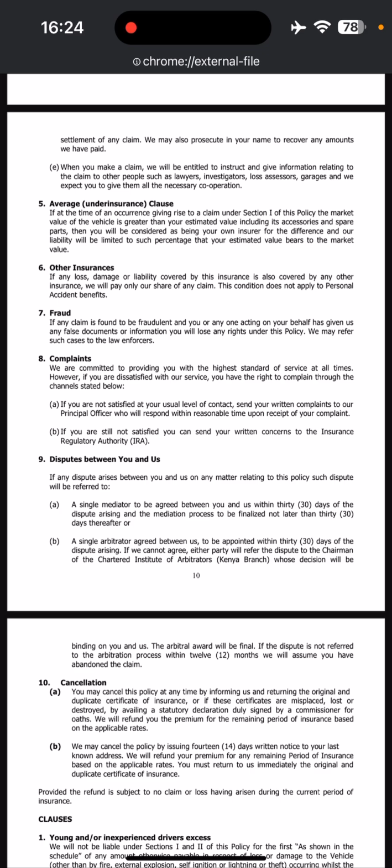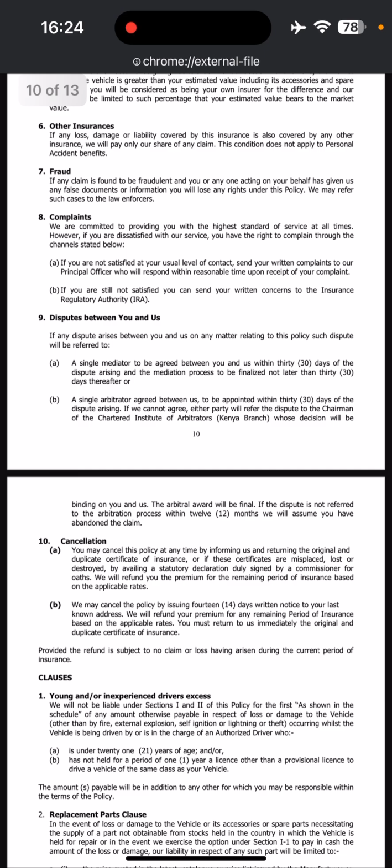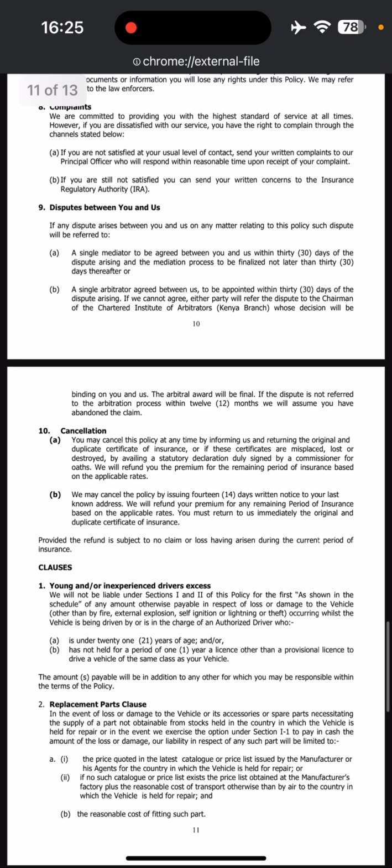Self-explanatory, guys. Complaints, there's a procedure of handling complaints in the policy. There, you can report to IRA in case you feel that the insurance company is not listening to you well. And then there's also how you handle disputes between you and the insurance company. It's there.